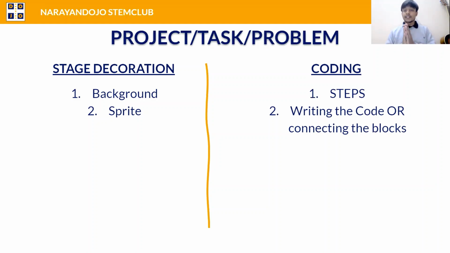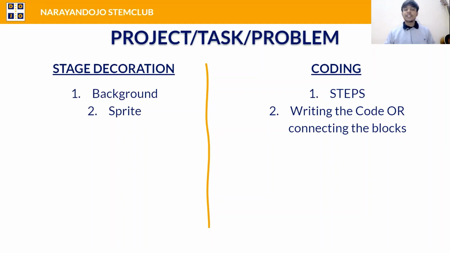So first, under the coding section, write the steps for solving the problem and then write the code or connect the blocks together for the same steps. So convert these steps by writing the code, by connecting the blocks together. So again, divide your problem into two things in the Scratch editor. The first one is stage decoration and the other one is coding. Under the stage decoration, decorate your stage with the sprite and background. And under the coding, first write the step-by-step instruction for solving the problem and then convert those steps by writing the code or connecting the blocks together.